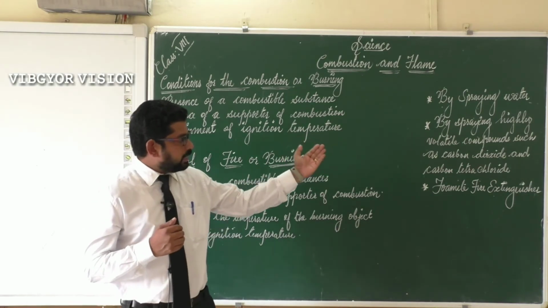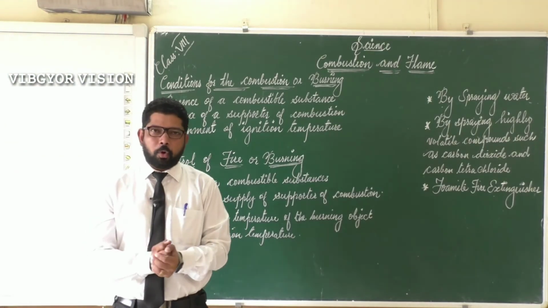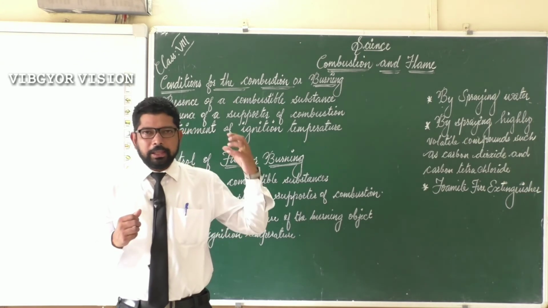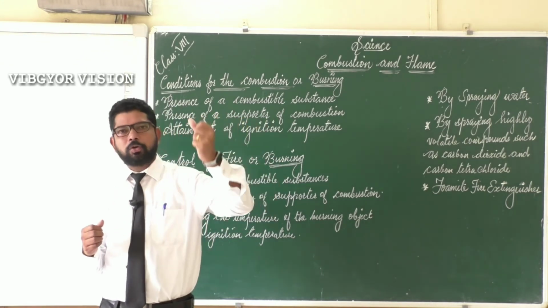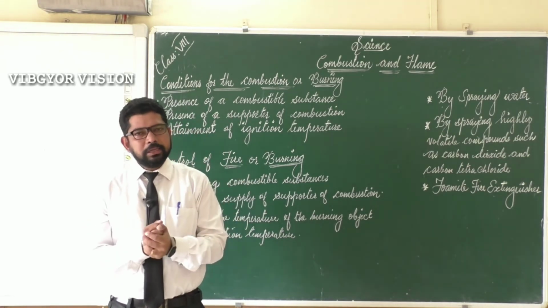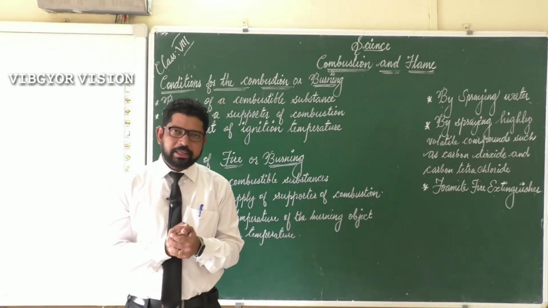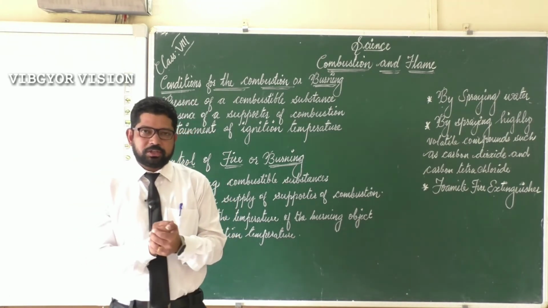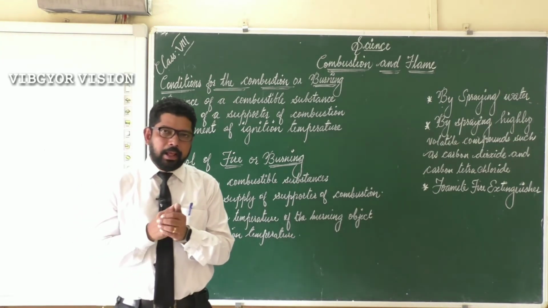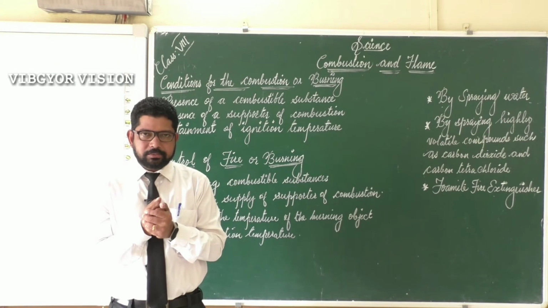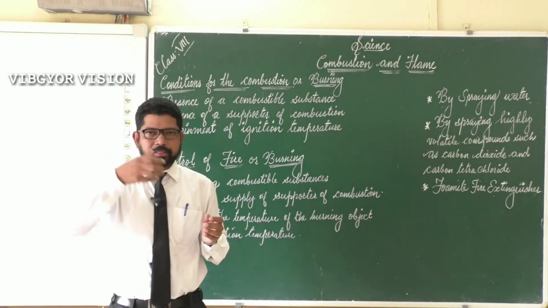Next one, by spraying highly volatile compounds. If you are going to a film theatre or even in your schools, here and there we can see some red colored cylinders fixed on the walls, or even in our school buses or public transport vehicles. There will be a fire extinguisher. What will be in that? There will be some chemical compounds. So when there is a fire, what happens? We can press the nozzle.